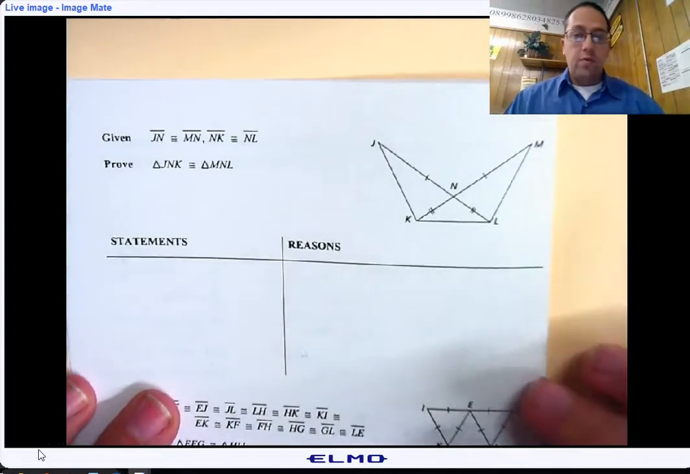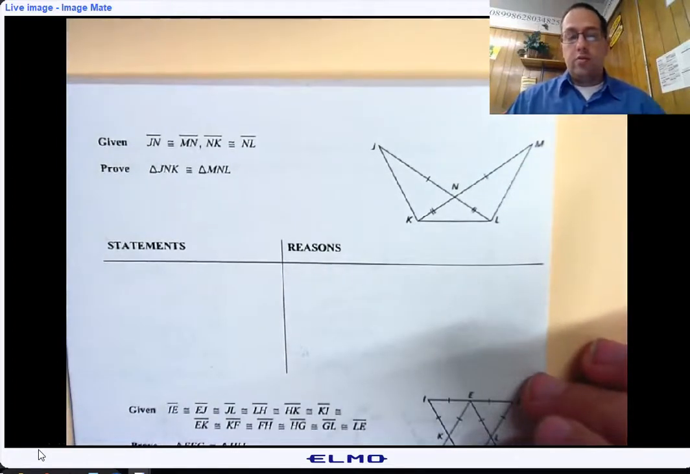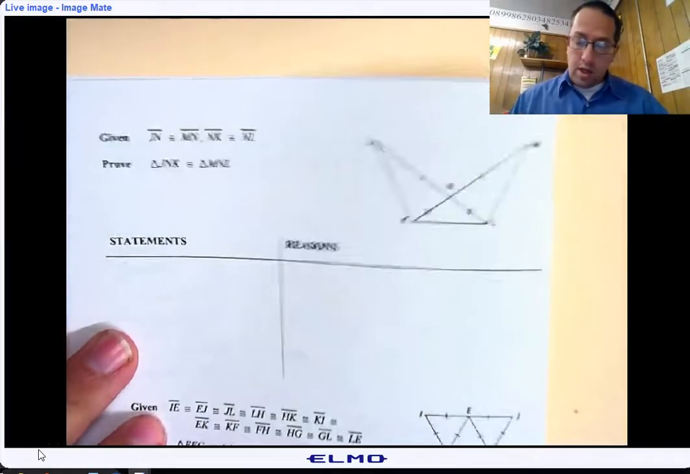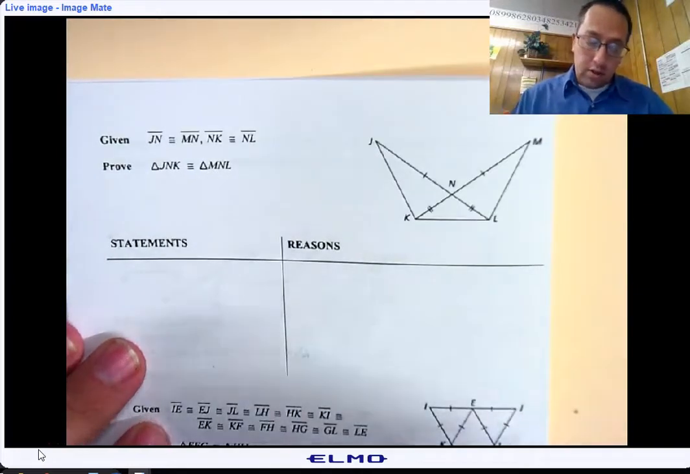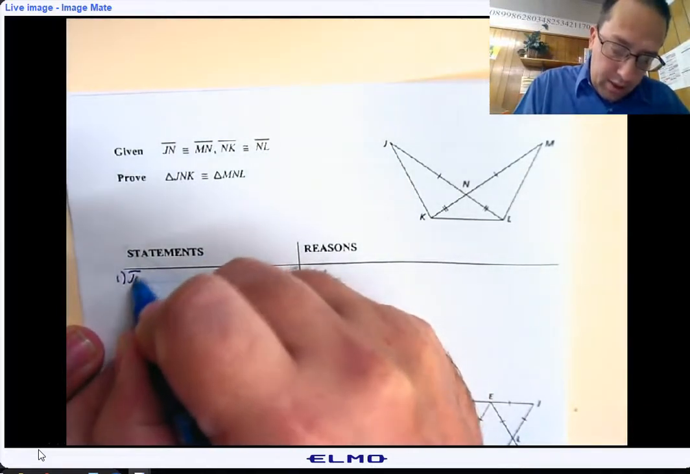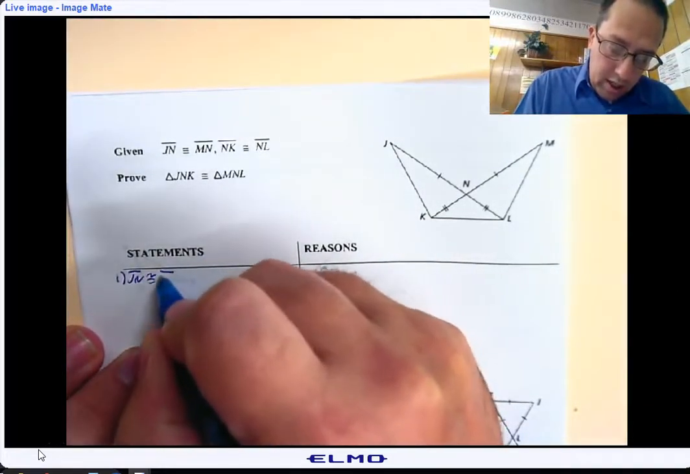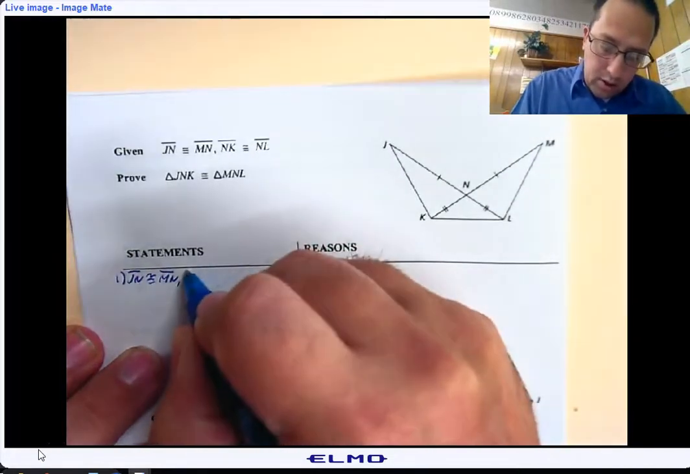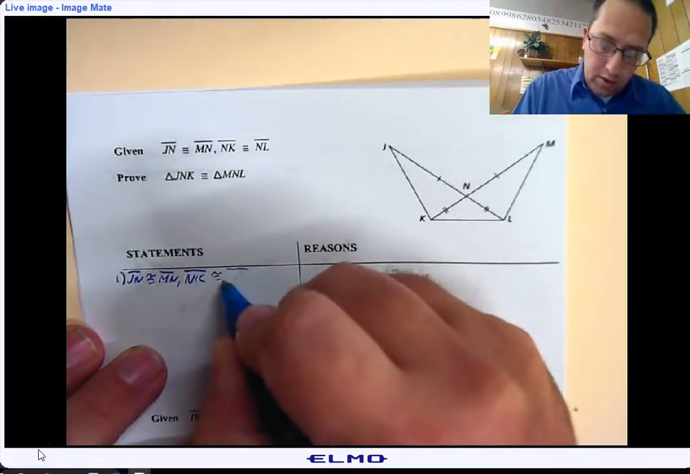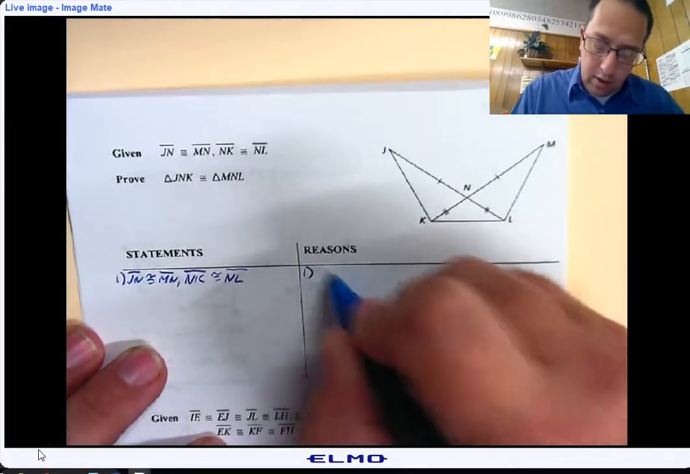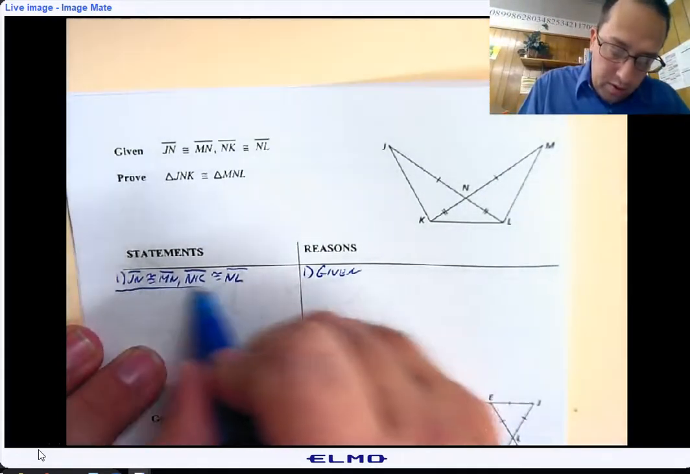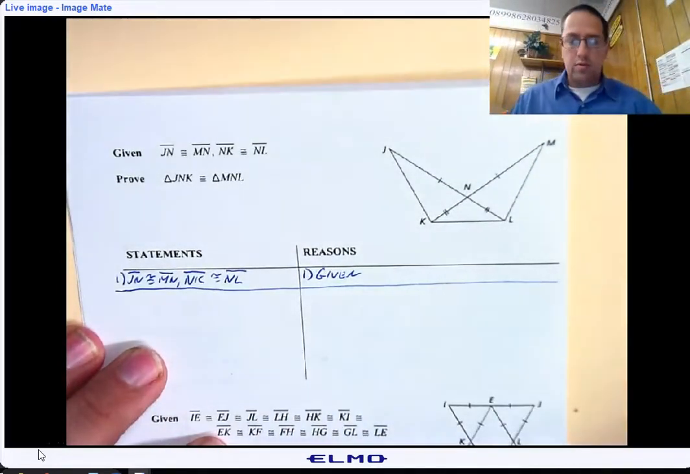Now, we said before that we have to have 3 sets of congruent parts, right? And they had to be specific ones. So let's take a look. First things first, let's write down our givens. Always got to start with that. Statement number 1: segment JN is congruent to segment MN. Also, segment NK is congruent to segment NL. So we are given this. Draw a line there to keep our rows separate.